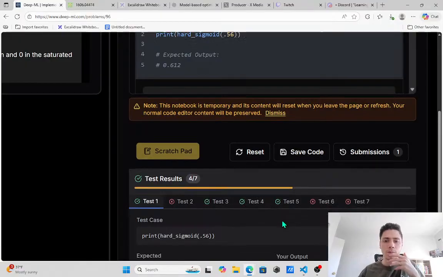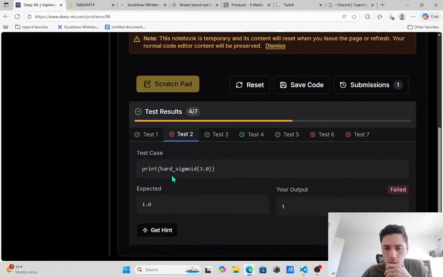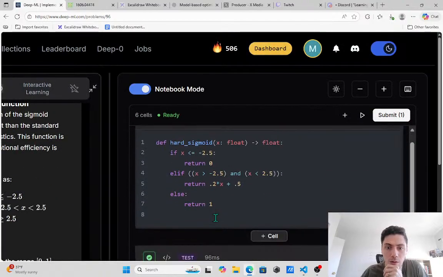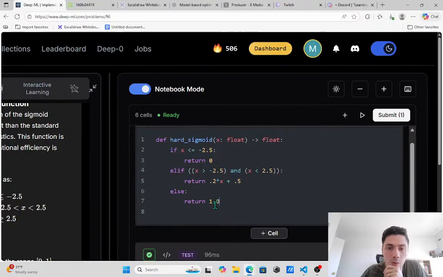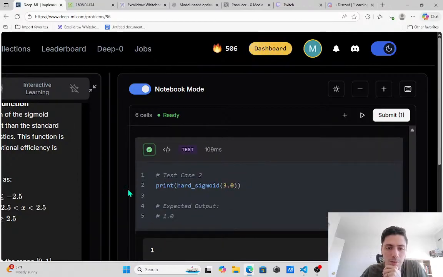Oh, I got something wrong. Annoying like that. It's supposed to be a float. 1.0.